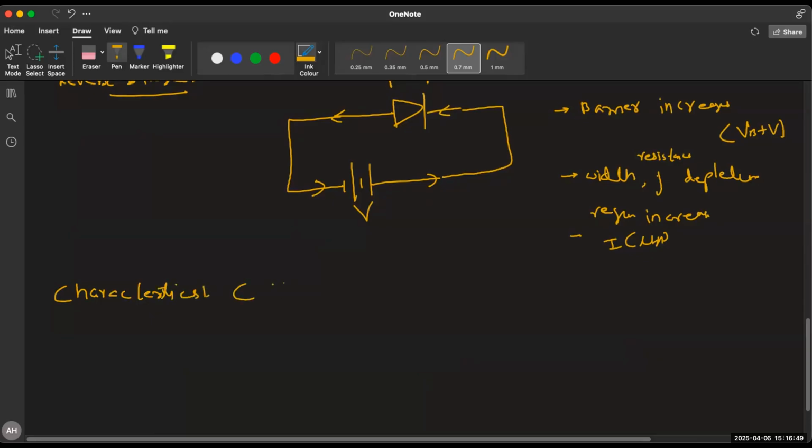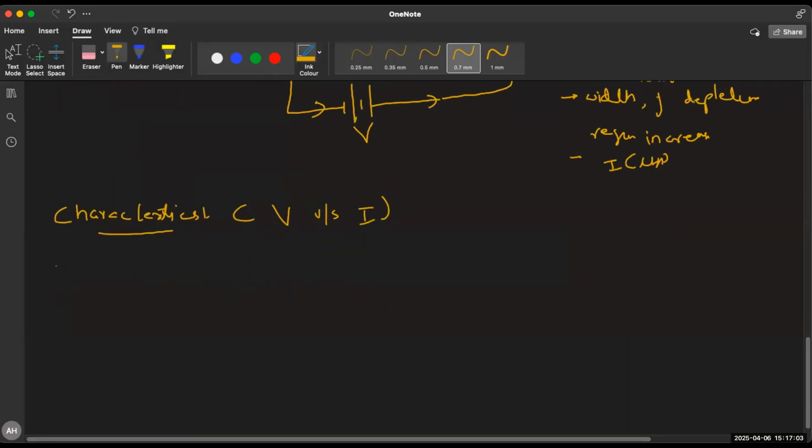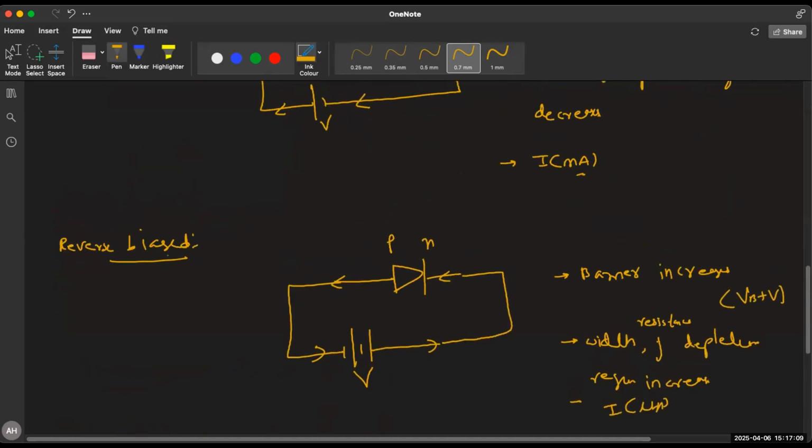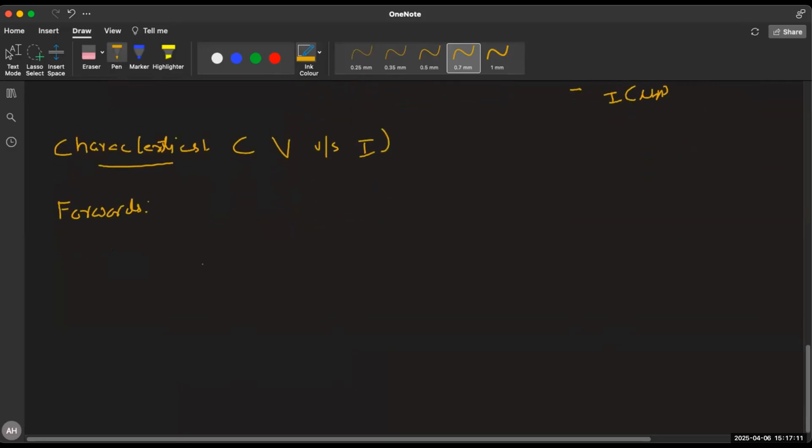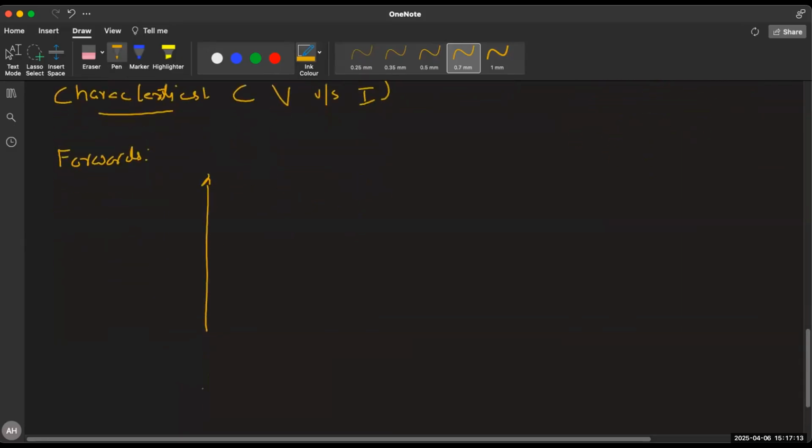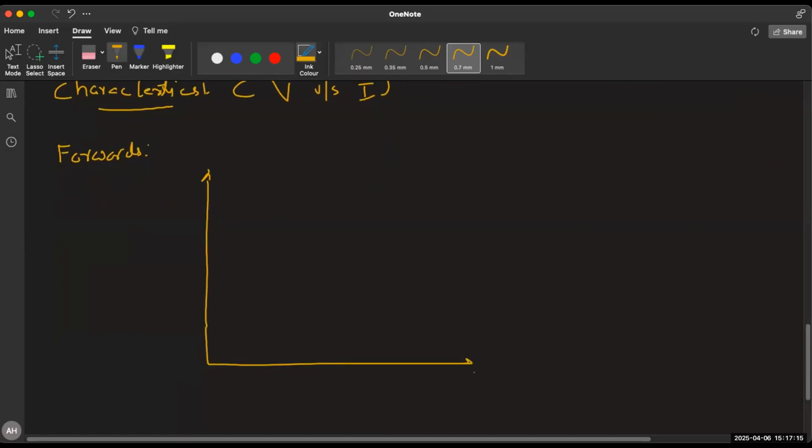In circuit theory, characteristics means V versus I graph. In current electricity, you draw the characteristics of a straight conducting wire, which is a straight line. So we draw characteristics also here. We have two types of characteristics. One is forward characteristic. In forward characteristic, you forward bias the diode and you plot voltage versus current graph.